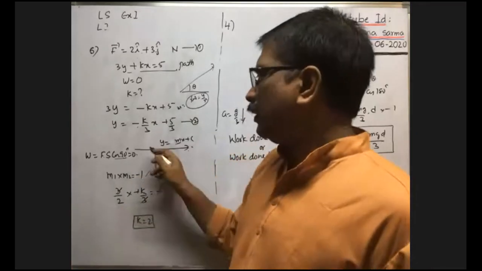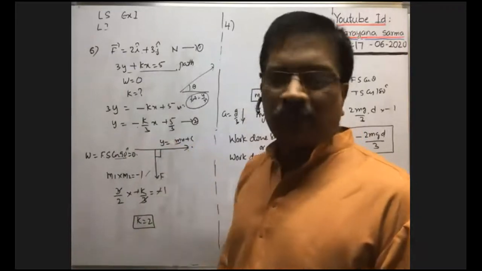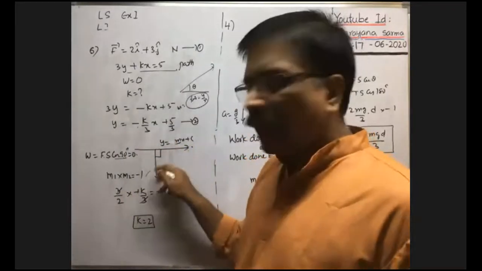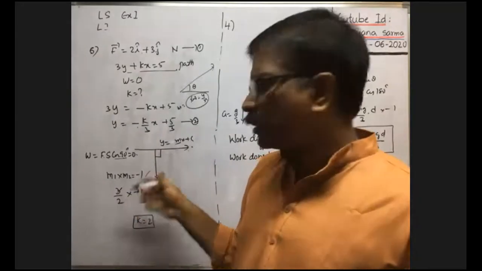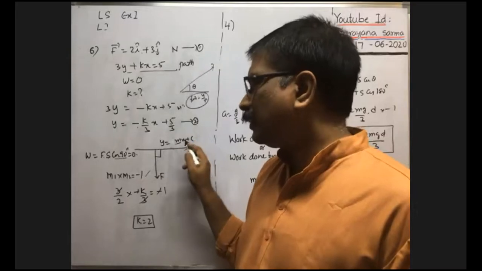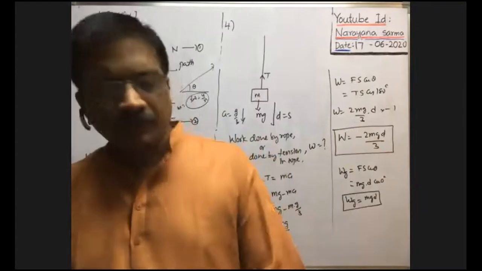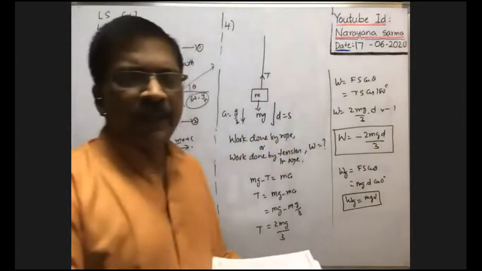That's why the path along which the particle travels and the force applied are perpendicular to each other. When these two are perpendicular, definitely the product of the slopes of the force and this straight line path is equal to minus 1. I applied that mathematical condition. Okay, right. Next, go to the next problem.